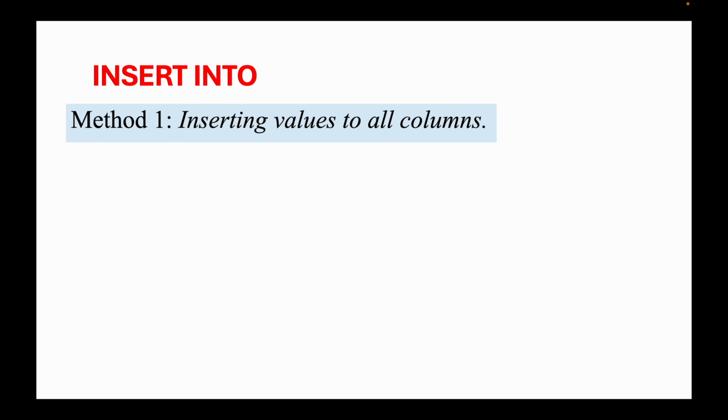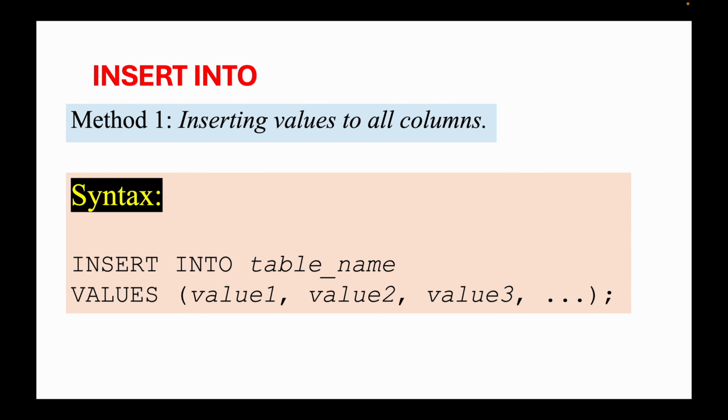Method 1. Inserting values to all the columns. This method is used when we want to insert data into all the columns without specifying column names. However, we should make sure that the order of the values is in the same order as the columns of the table. The syntax for this method is the INSERT INTO statement, then the name of the table where our data will be inserted, then the values that we want to insert into the columns of the table.